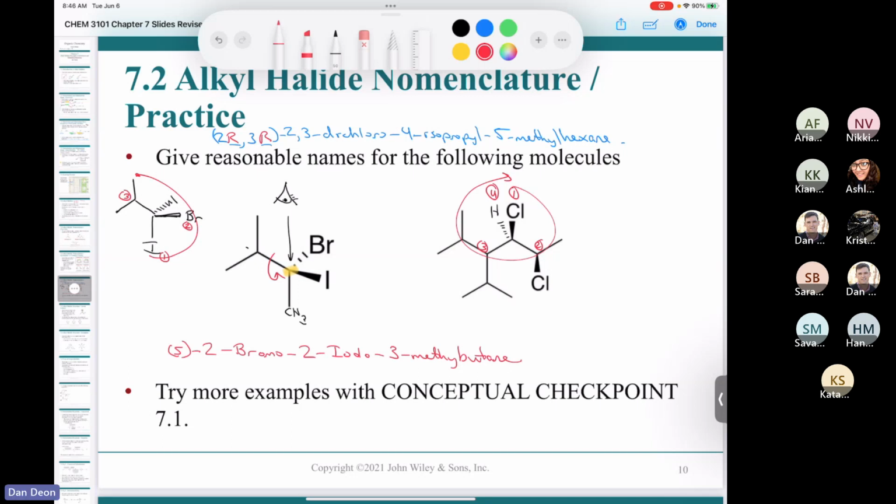All right. Give me a thumbs up if you're with me on that one. Any questions about naming that compound? Okay. Let's keep going from there. There's no questions on that one.